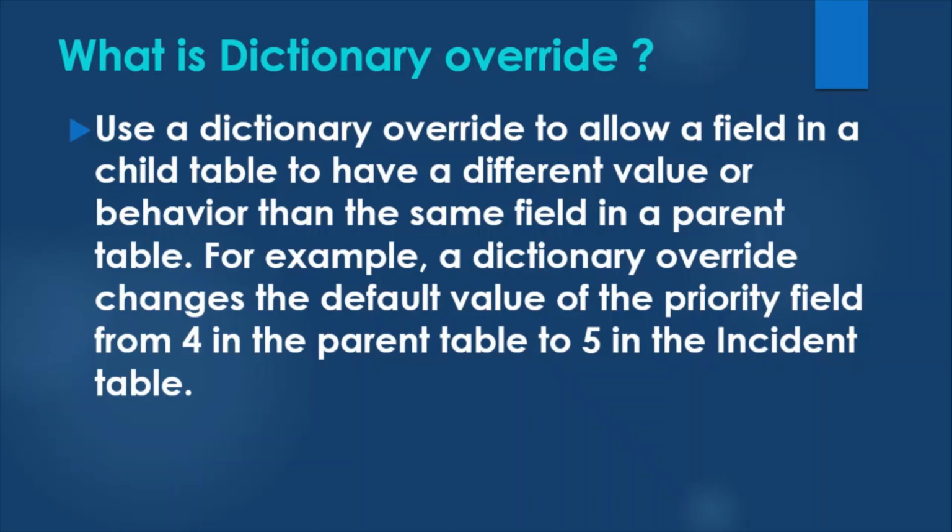Whenever we extend any table, the child table will inherit all the properties of the parent table. So by using dictionary override, we can change the properties of the child field to be different from the parent field. Okay, so let's navigate to the personal instance and try to implement some use cases.